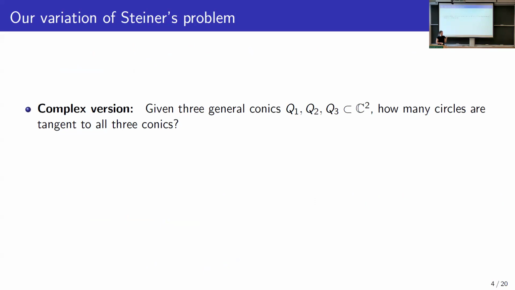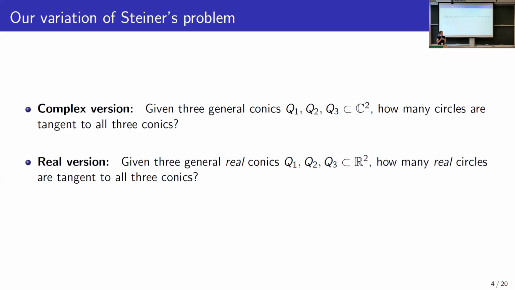So now, a circle is defined by its center and its radius. So there's no circles tangent to 5 generic conics. So the right number of conics to consider now is 3. And so we want to ask both versions of Steiner's problem for circles. So I want to say, suppose I give you 3 general conics in C2. How many circles are tangent to all 3 conics?